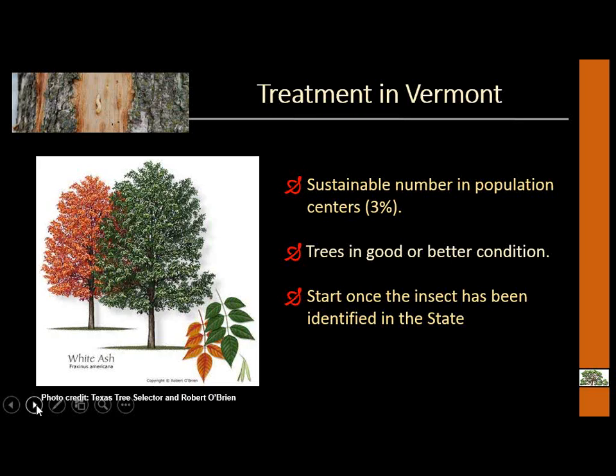Start once the insect has been identified in the state. I would certainly advocate that if communities or individuals are treating now, it makes sense to just be cognizant of the cost. Illinois got struck by EAB, and it really wasn't until 3 or 4 years later that we start really getting the high volume of losses. So while it may be identified in Vermont in the next year or two, it may take a very, very long time for it to really affect the population.